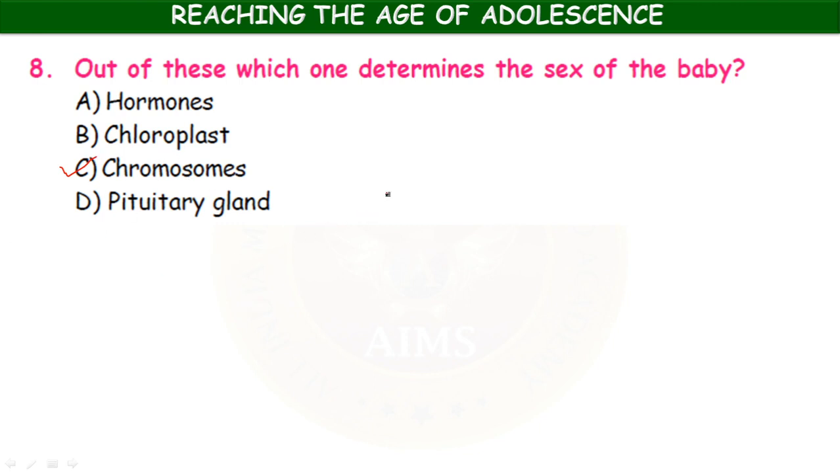If the zygote is made up of XY chromosomes, it is a boy. If the zygote is diploid with 2 X chromosomes, then it is a girl child.